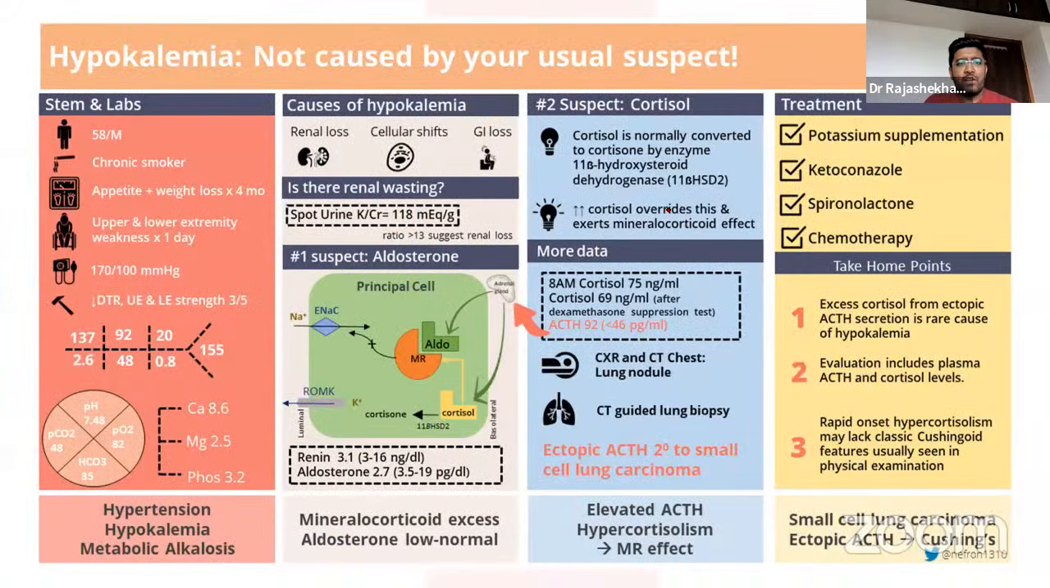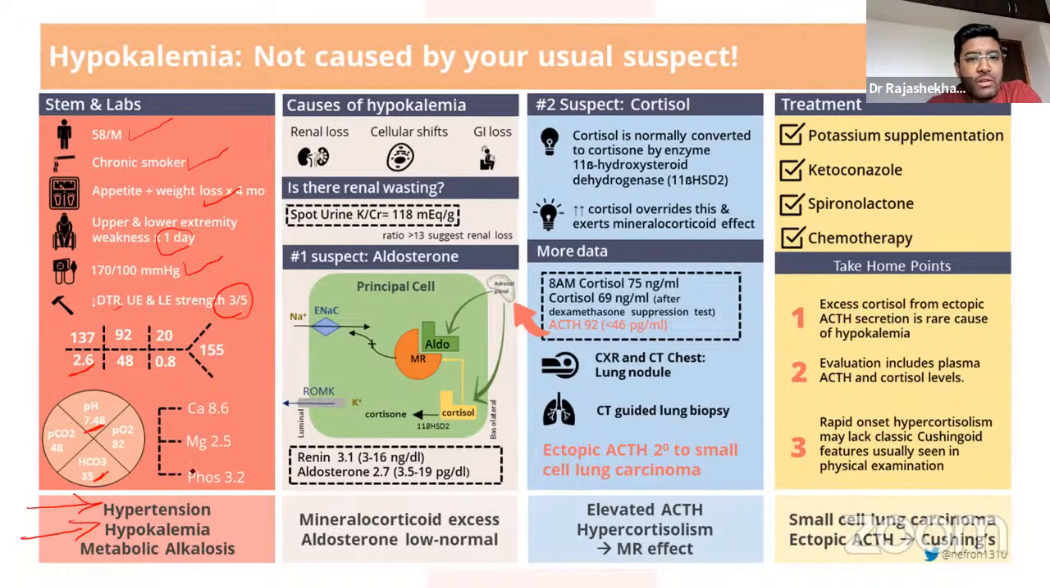Take another scenario: a 58-year-old male, a chronic smoker, presented with weight and appetite loss for 4 months, and bilateral upper and lower limb weakness since 1 day. He has hypertension, reduced deep tendon reflexes, and quadriparesis. Potassium was 2.6, and acid-base analysis showed alkalosis with high bicarbonate, that is metabolic alkalosis. So this patient has hypertension, hypokalemia, and metabolic alkalosis.